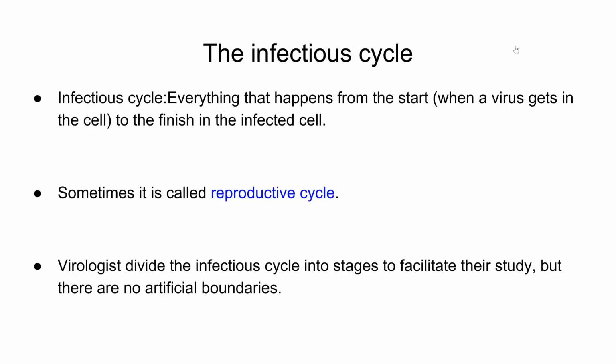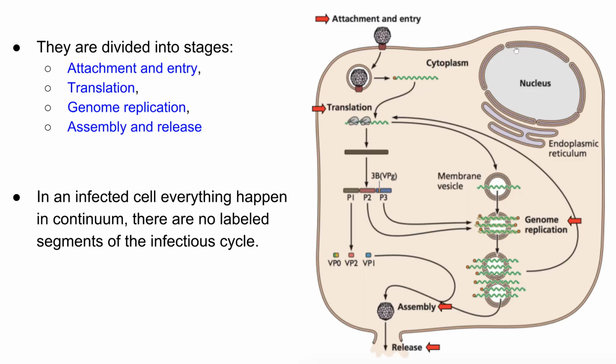طيب, there is a cycle for viruses. عشان for them to grow, we call it infectious cycle, or it's also known as reproductive cycle. Alright? والconcept تبعها سهل. مثل ما الخلية نفسها لها cell cycle, prophase, metaphase, anaphase, telophase. The viruses, they have their cycle as well.